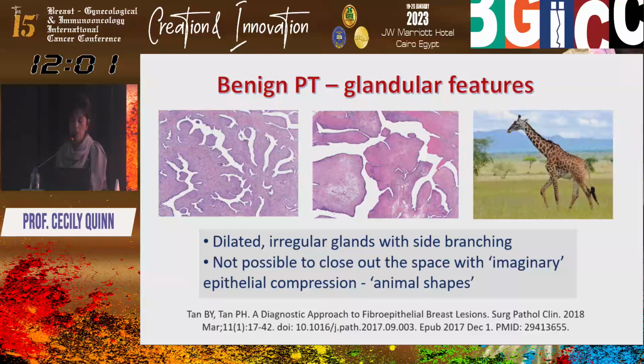With regard to the glandular features, Abir showed us some nice animal shapes earlier this morning, and again, these crop up in phyllodes tumor.